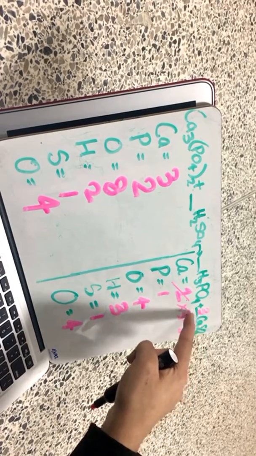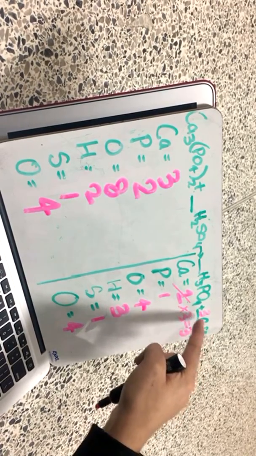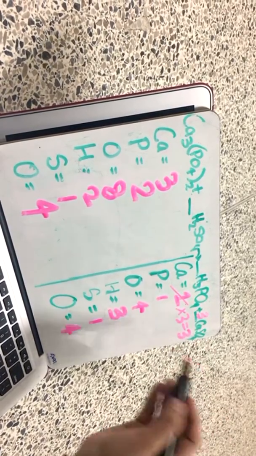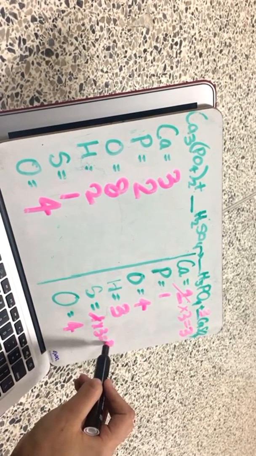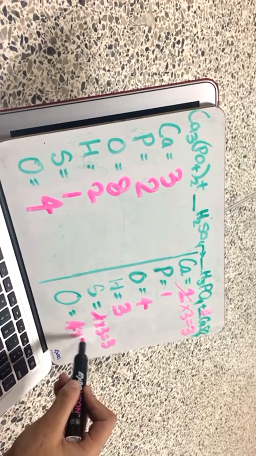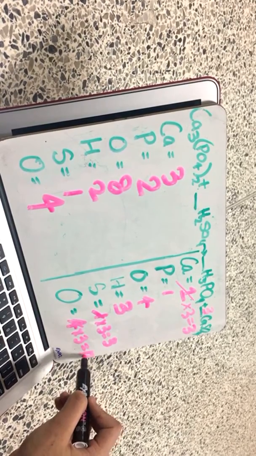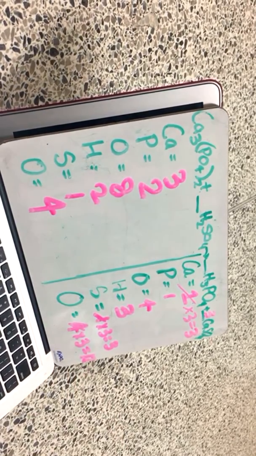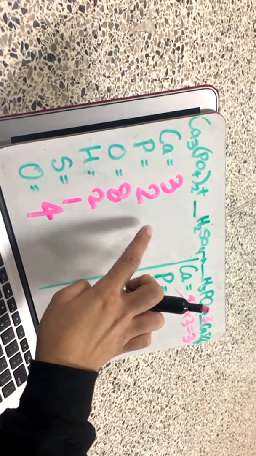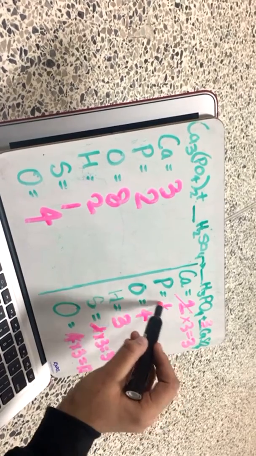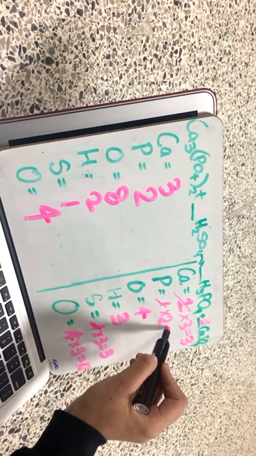So when we put 3 in this blank, that automatically affects the S and the oxygen. So we have to change those. This is a 12. And so the CAs are balanced. Now we can balance the P. So multiply this by 2.